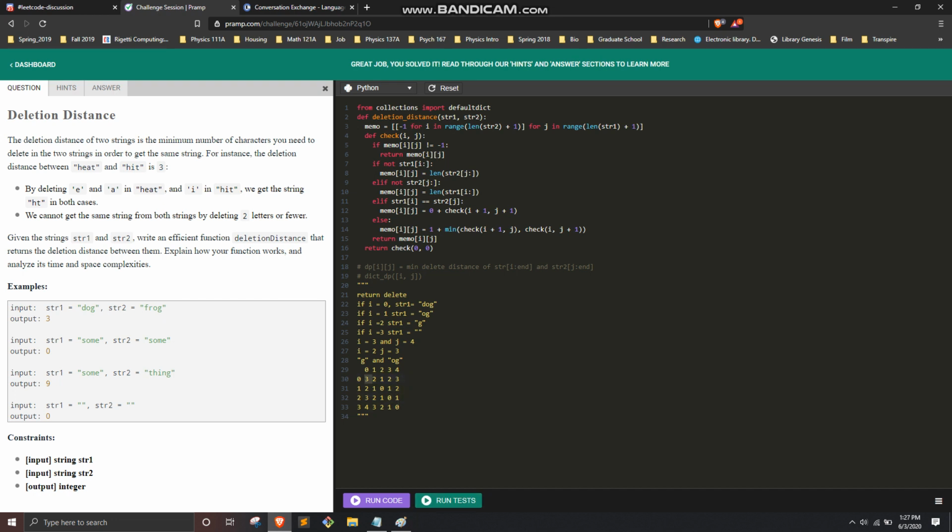That gives a correct answer, because this 3 is the number of deletions, or the minimum number of edits required, and that's where this min function comes in here. This min function just looks at its two neighbors, the one below it and the one to the right of it.